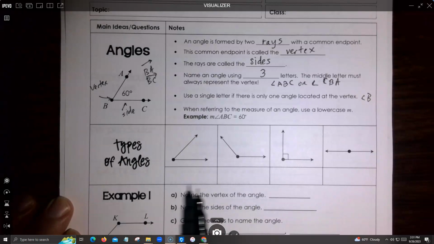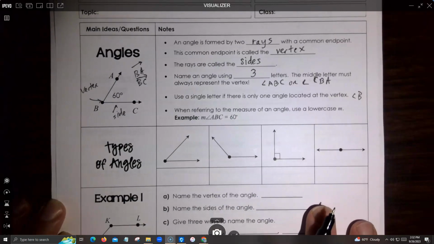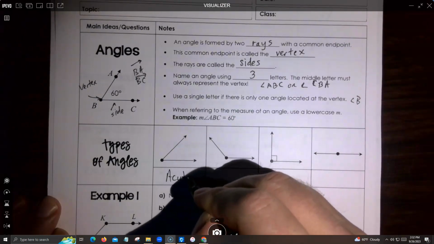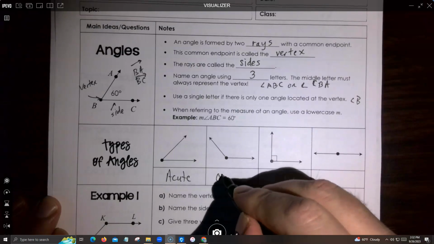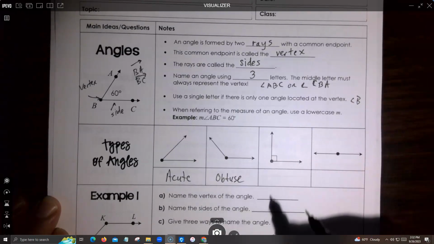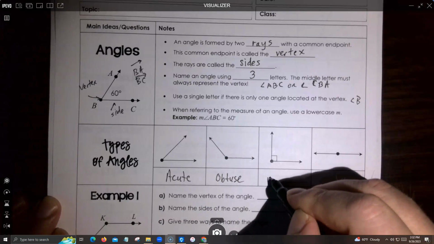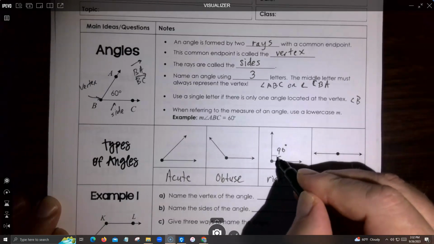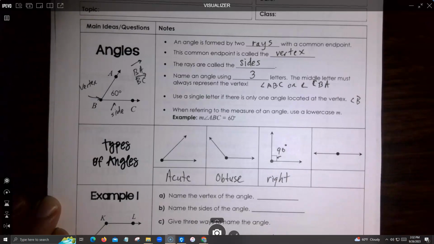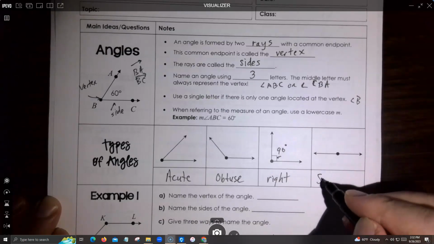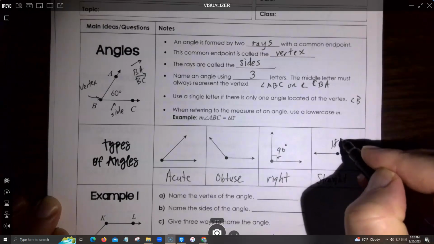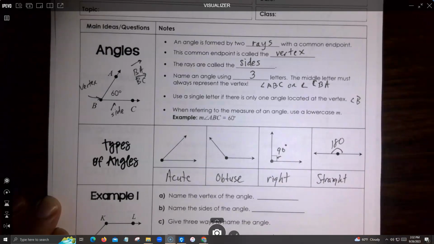There are four different types of angles. You've seen this before in earlier grades. This is called an acute angle. This is called an obtuse angle because it's more than 90 degrees. This is called a right angle because it's worth 90, and you can see this little box they usually show for 90 degrees. And this one you may or may not know, this is called a straight angle, and this is worth 180 degrees going all the way through.